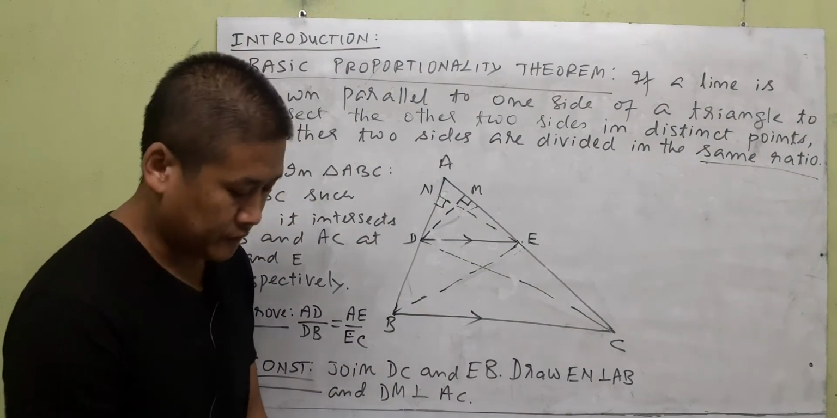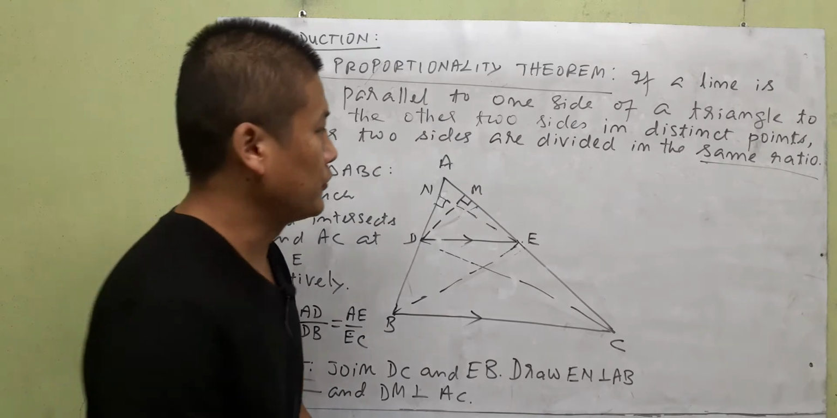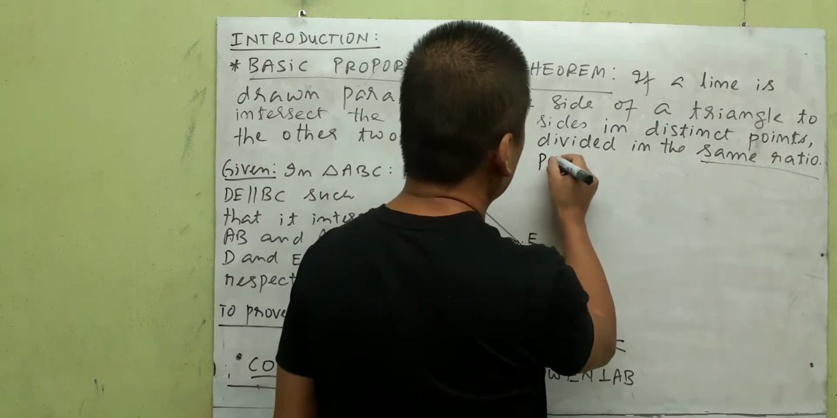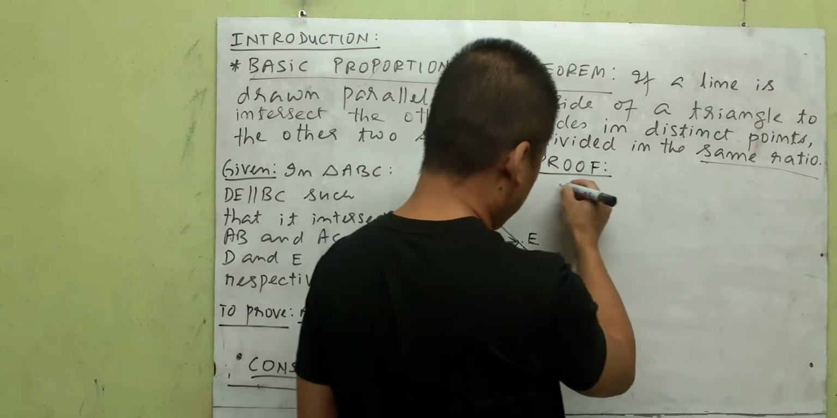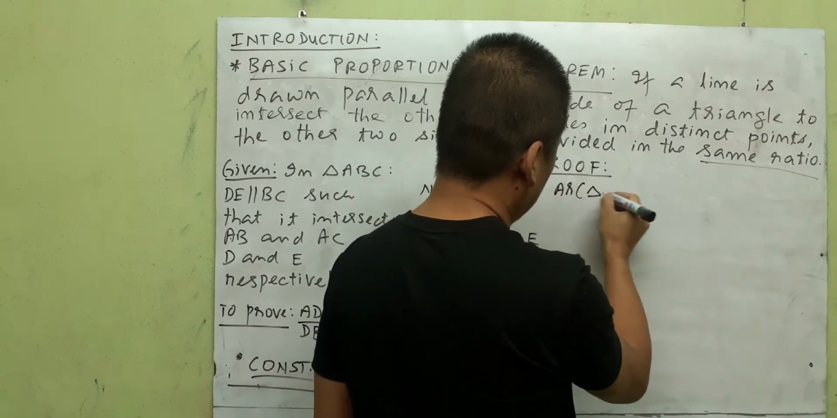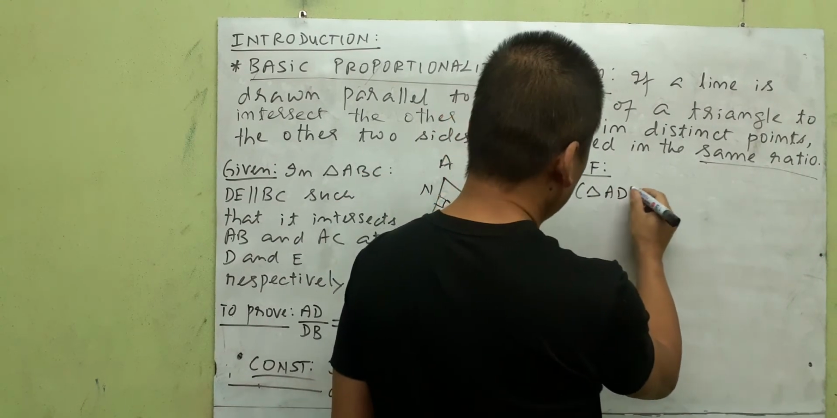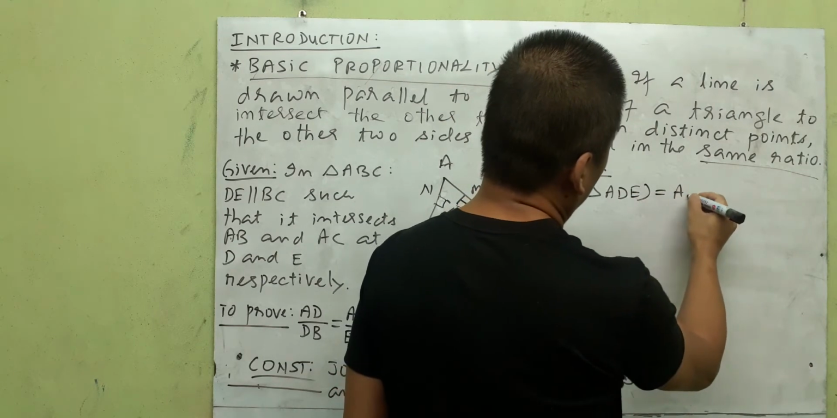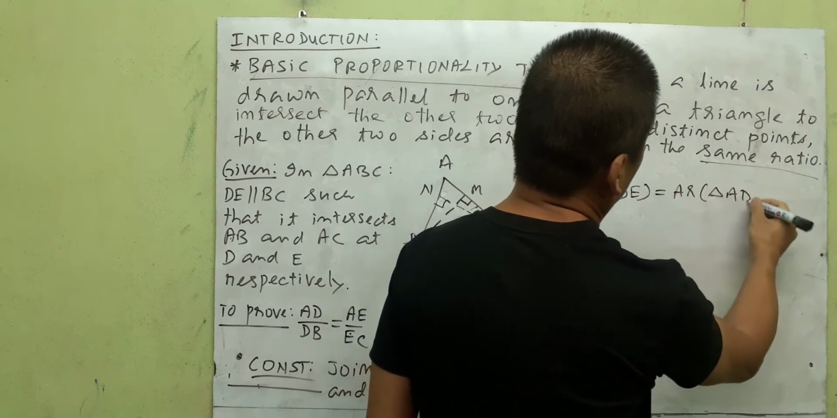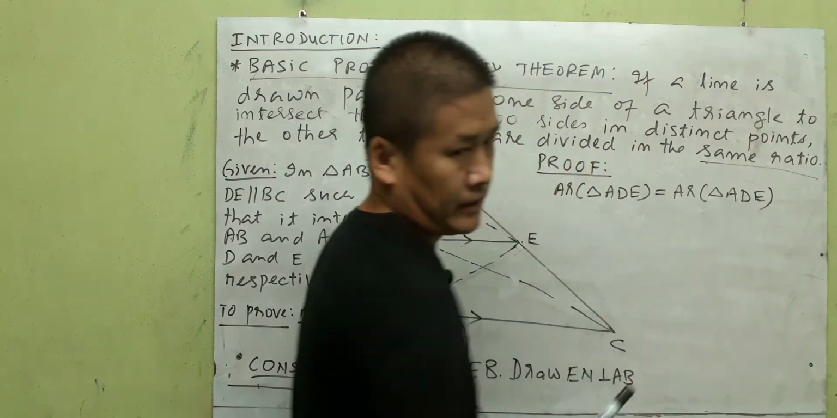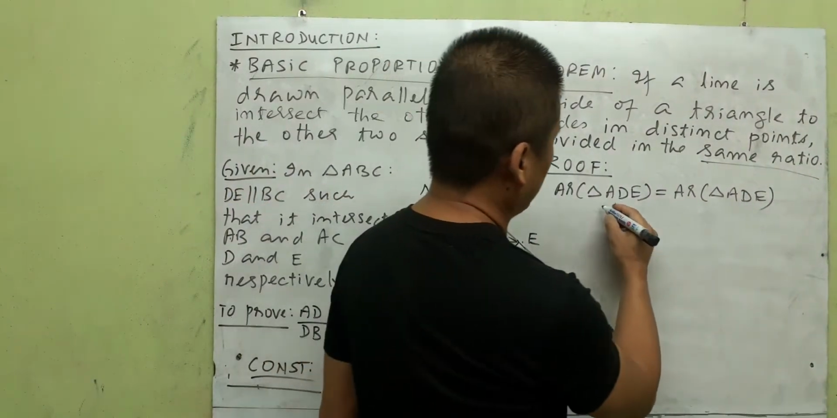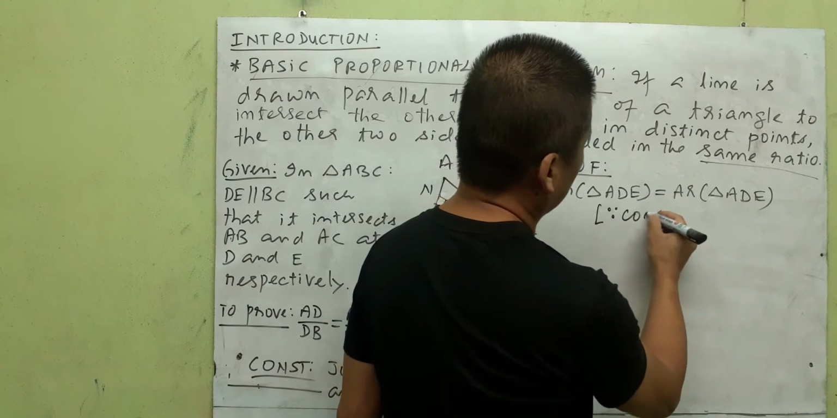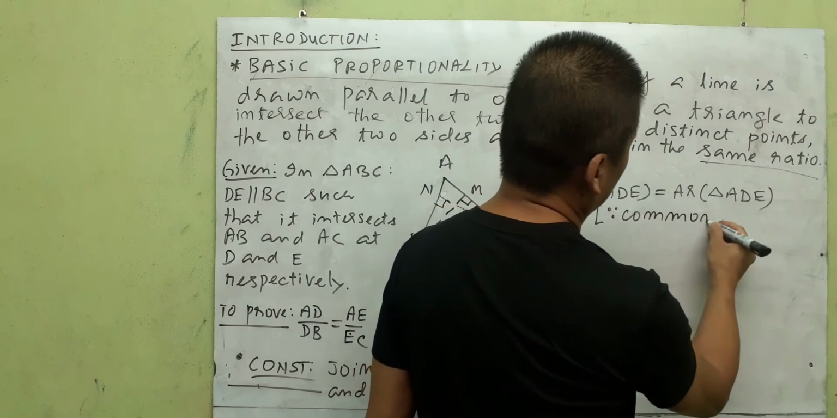Proof means the answer for this. So proof is here, I'm going to write something. So area of triangle ADE will be equal to area of triangle ADE. That's very obvious, right? A triangle's area will be equal to its own area. If you want to keep a reason, then you can just say this is a common triangle, the same triangle.